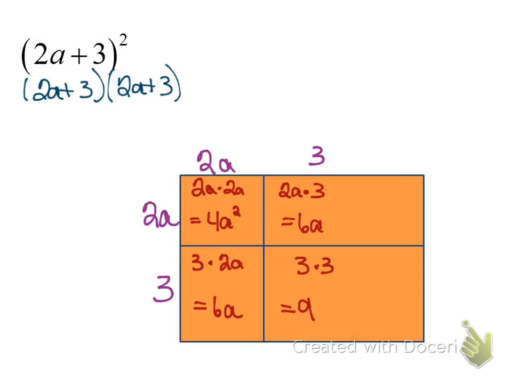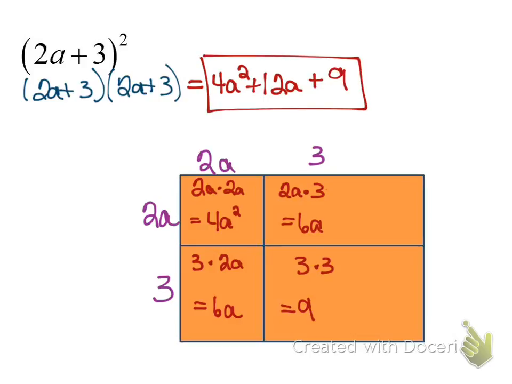Let's write our answer out. Okay, it's going to equal 4a squared, plus 12a, plus 9. Nice job. And I'm glad, because when you guys were first learning this, it wasn't easy. So now that you say it's easy, you grasp it, you got it.